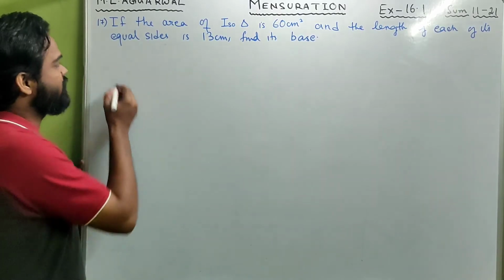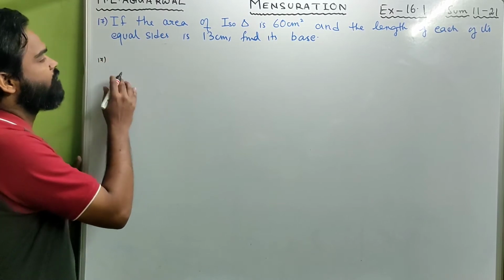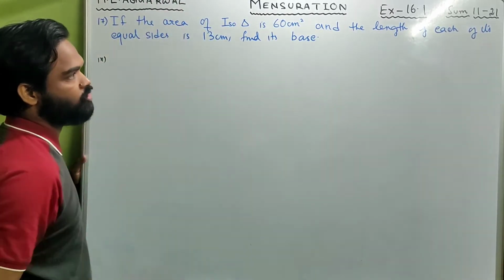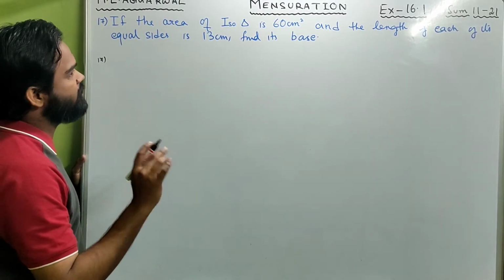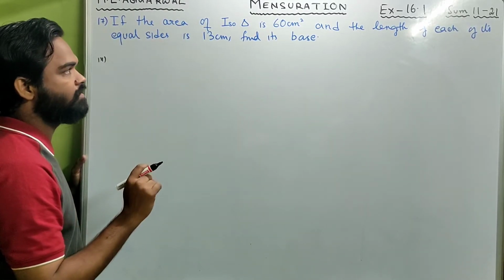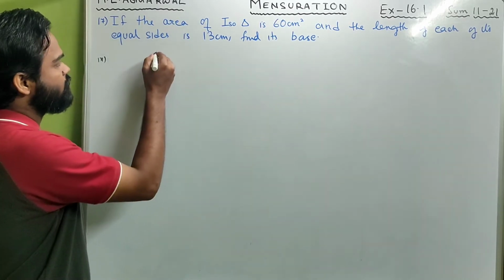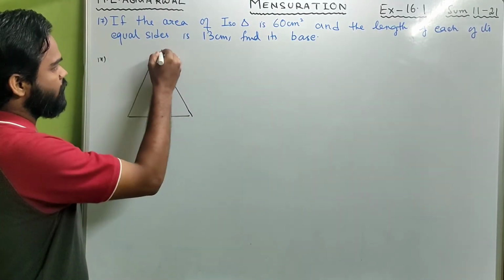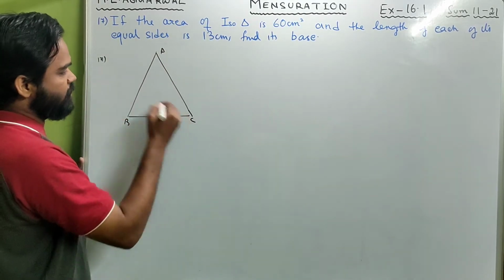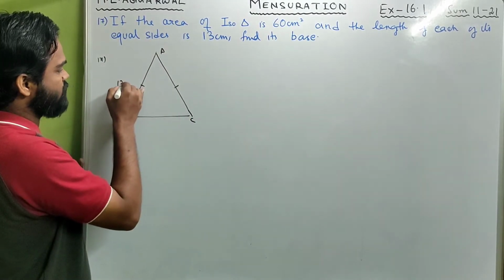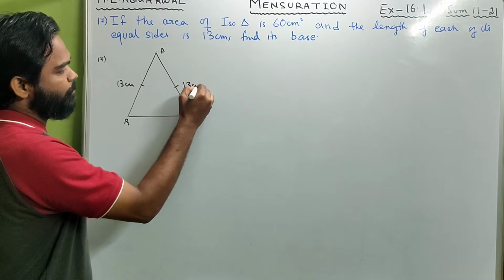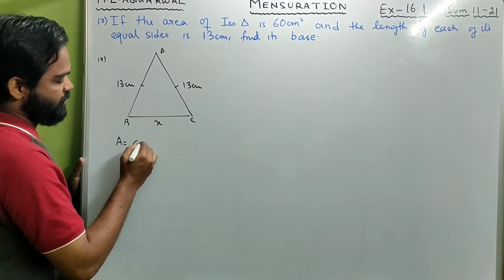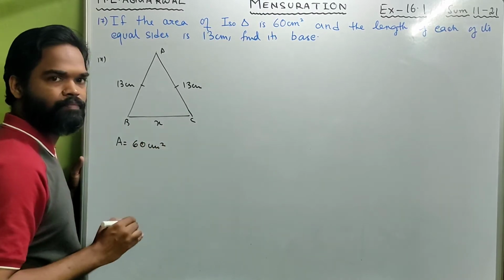Now look at sum number 17. Pretty easy. If the area of an isosceles triangle is 60 centimeter square and the length of each of its equal side is 13 centimeter, find its base. Just draw the diagram first. Look over here. A, B, C. The length of equal side is given as 13 centimeter. The base is not given. They've asked for the base. And the area is given as 60 centimeter square.